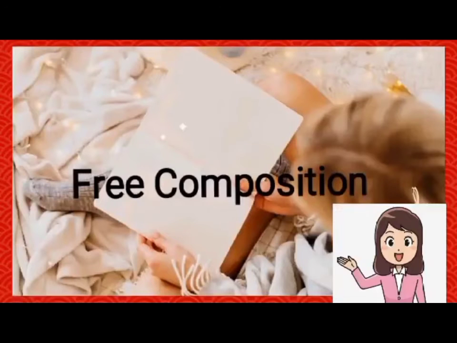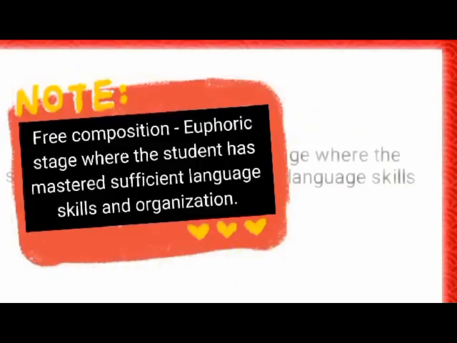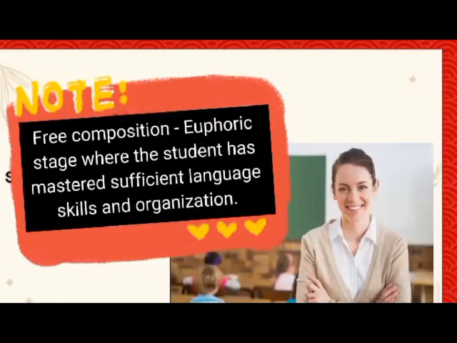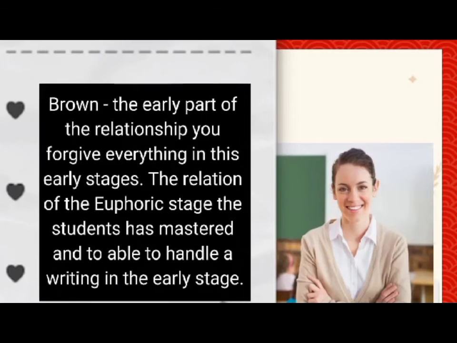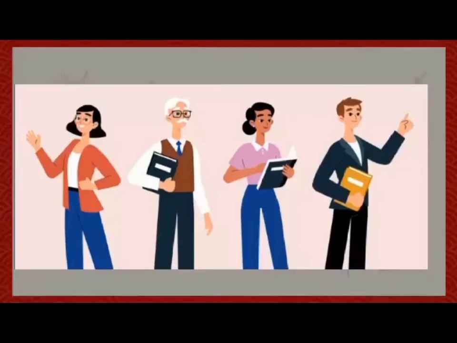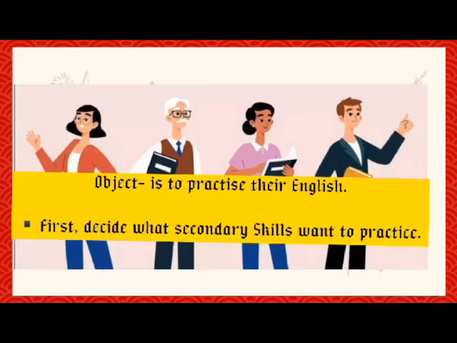This topic is all about free composition. Free composition means the euphoric stage where the student has mastered sufficient language, skills, and organization. According to Brown, in the early part of a relationship, you forgive everything in these early stages. But in the euphoric stage, the student has mastered and is able to handle the writing. The object is to practice their English for additional knowledge and to enhance it further.